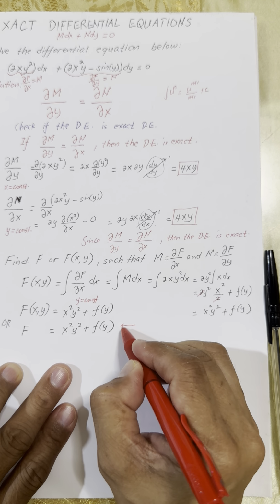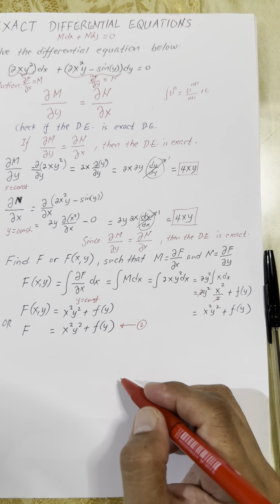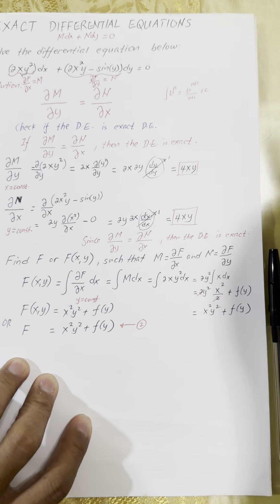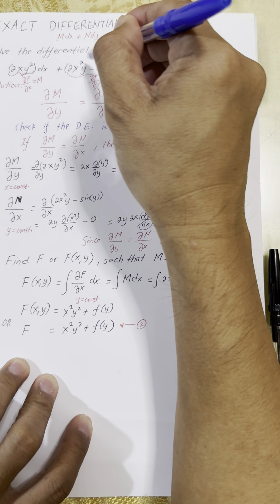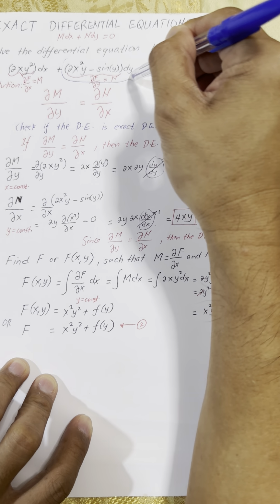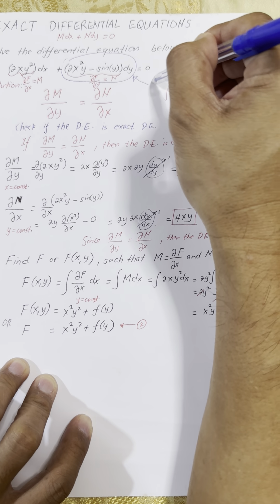So we can call this our equation 2. Okay, so why 2? Where is 1? Our equation 1, we have to consider this part here as our equation 1.